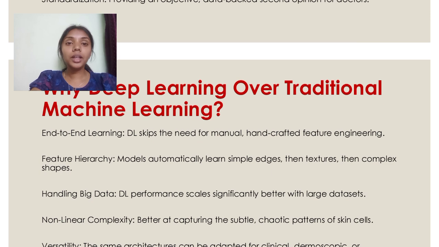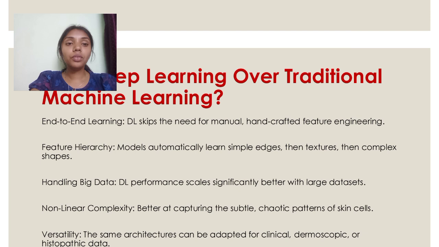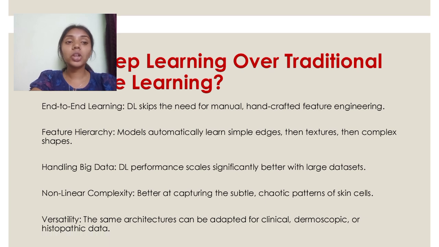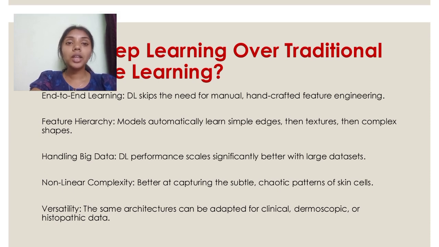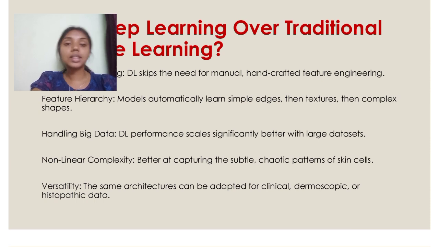And why deep learning over traditional machine learning? End-to-end learning: DL skips the need for manual handcrafted feature engineering, and the model automatically learns simple edges and then structures. The convolutions, shaping and non-linearity compare better, capturing the subtle and complex patterns of skin cells.